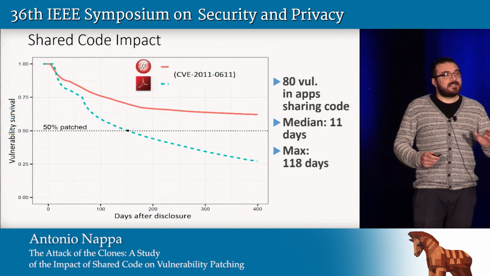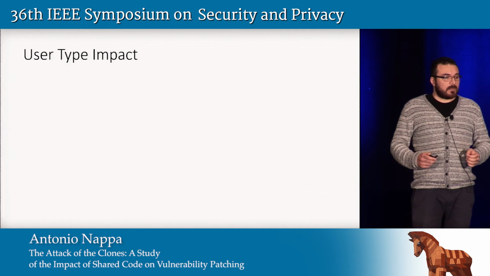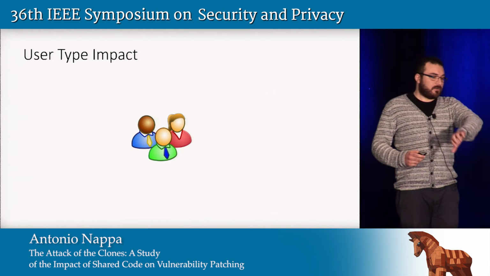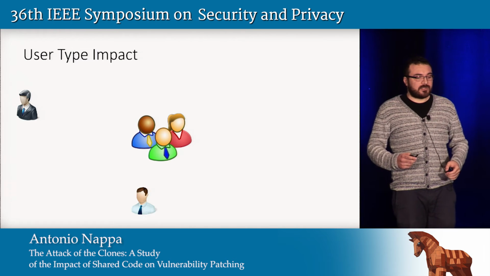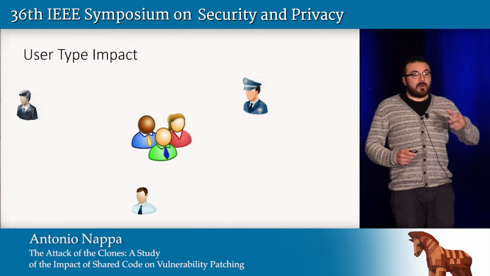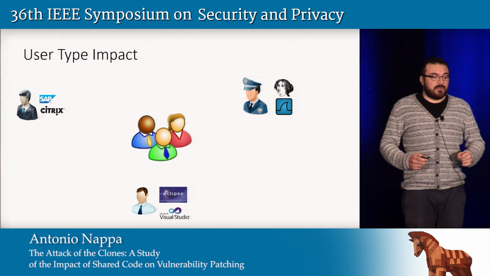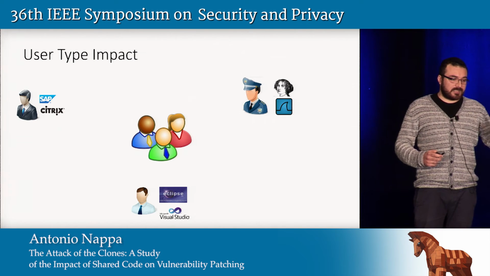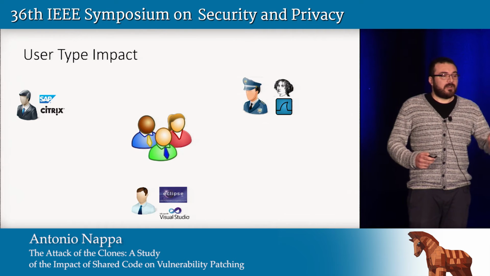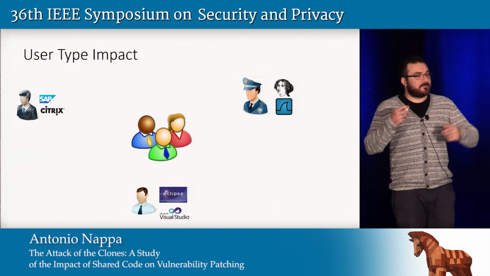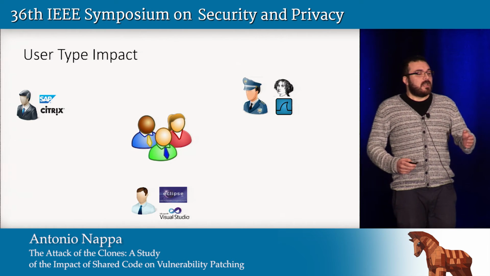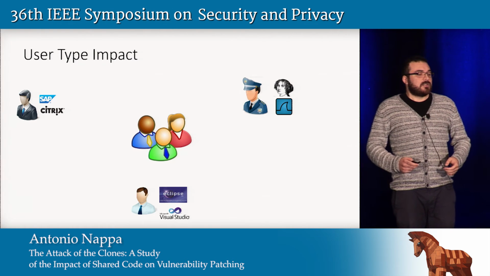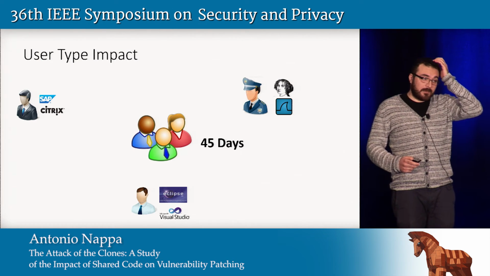So now I will show you what we have done in order to see if the user category influences the patching rate. So we have identified different user categories. This is a picture for all the users. Then we have software professionals, developers, and security analysts. How we selected them? Based on the applications that they use. For example, the software professional will use applications like SAP or Citrix, while the developers will use Eclipse, NetBeans, Visual Studio, Subversion, Mercurial, and the security analyst is going to use IDA Pro, Wireshark, OllyDBG. So all the users patch in a median time of 45 days.